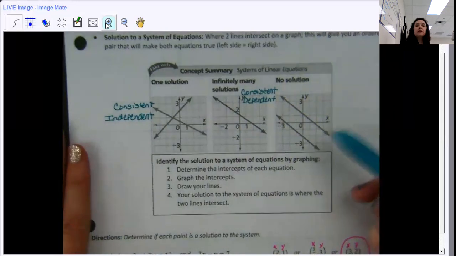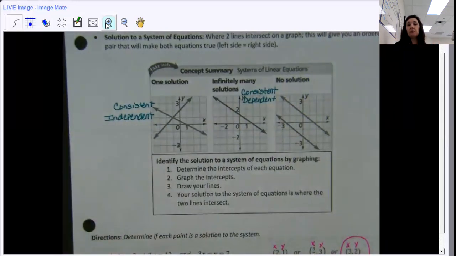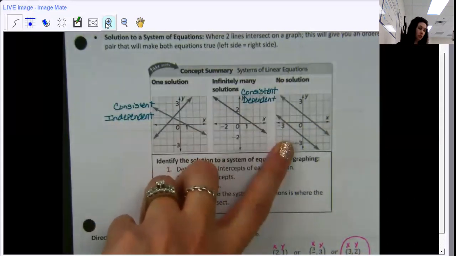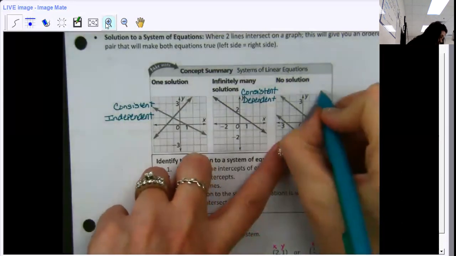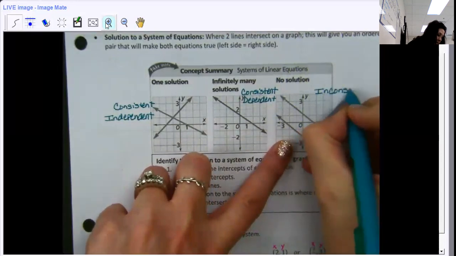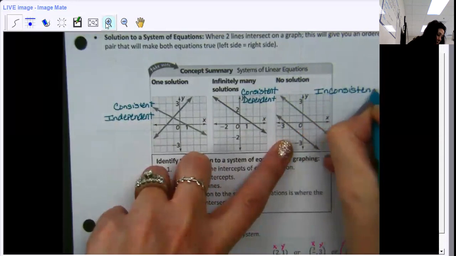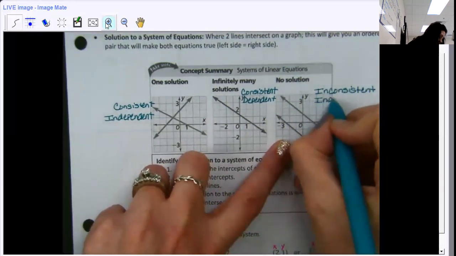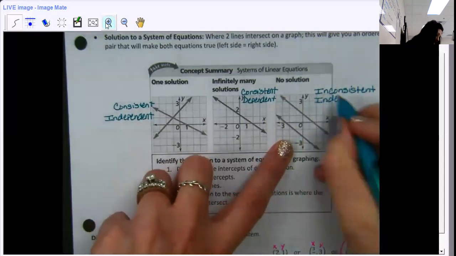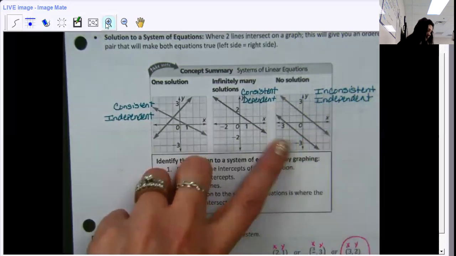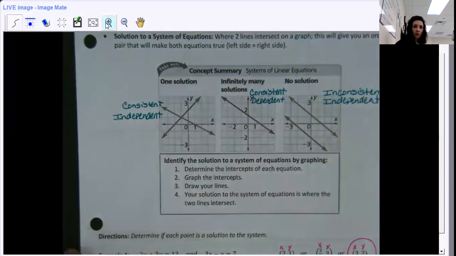And then for the last one, no solution. Anytime you graph two equations and you find that they're parallel lines, if you remember from pre-algebra, where you do a little bit of geometry, parallel lines never intersect. They're in that plane and they will never, ever touch. So parallel lines have no solution, and we call this inconsistent, because they do not have a solution. And they are independent of each other, meaning they don't depend on each other for a solution. Okay. And you will need to know these vocabulary words right here for your quizzes and tests.